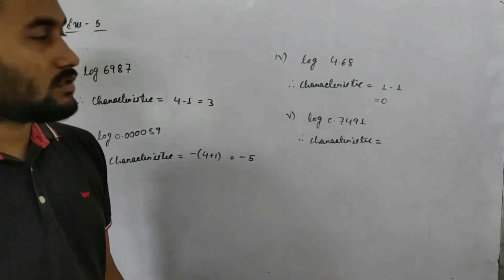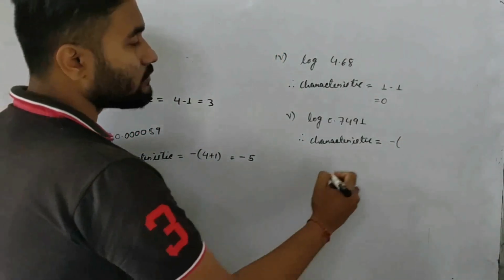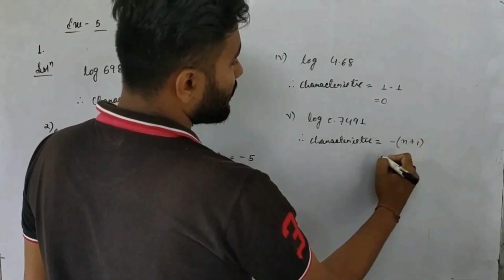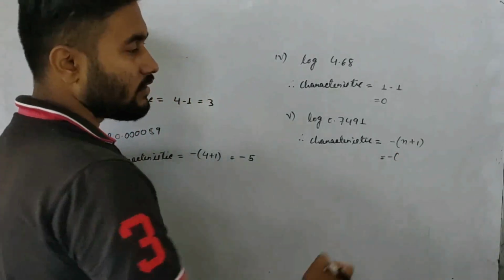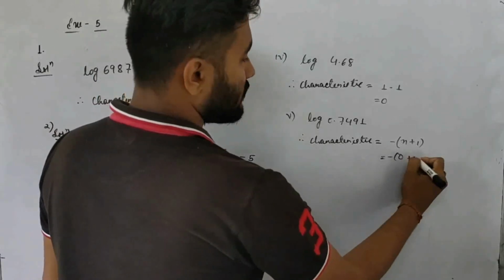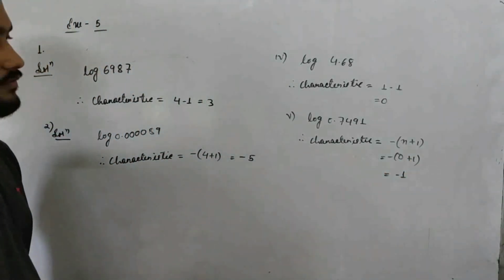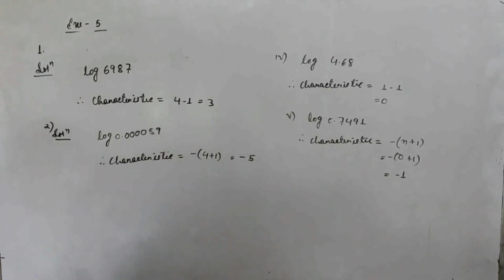There are 0 zeros. Okay, so minus, how many zeros? The formula is minus of n plus 1. There are 0 zeros, so plus 1. So what will be the characteristic? Minus 1. This way you have to do it. Number 5 done. Then number 6.